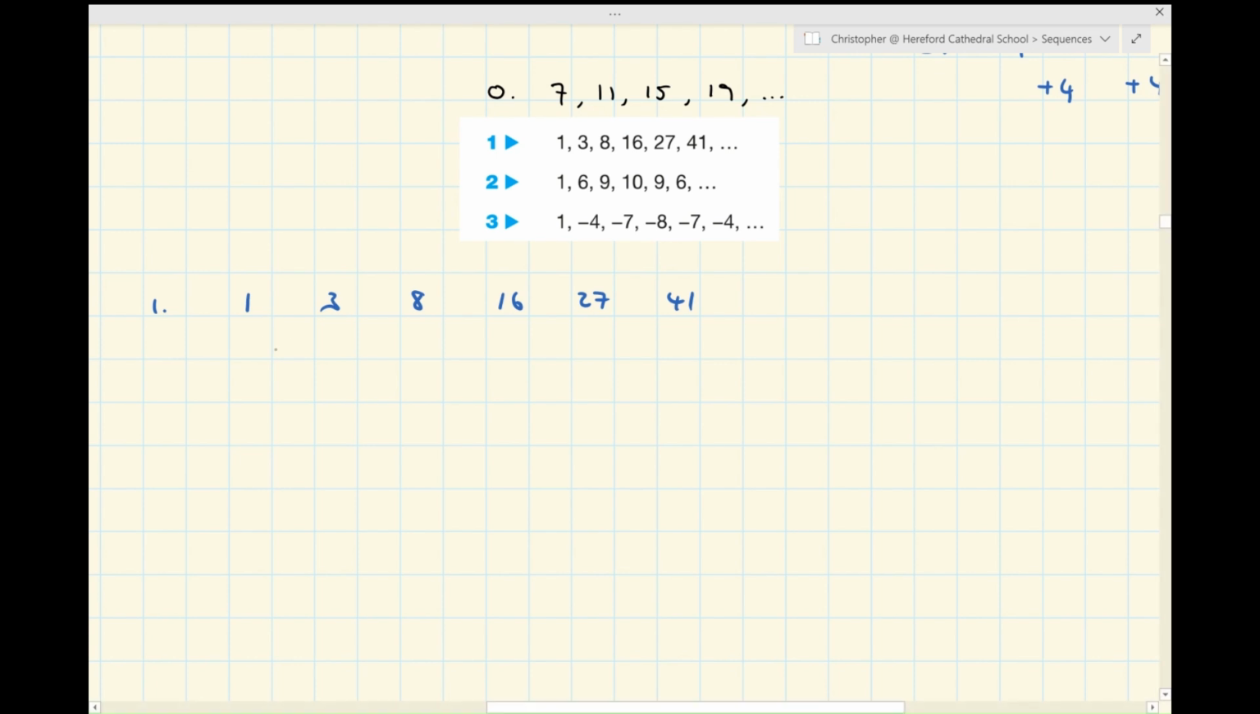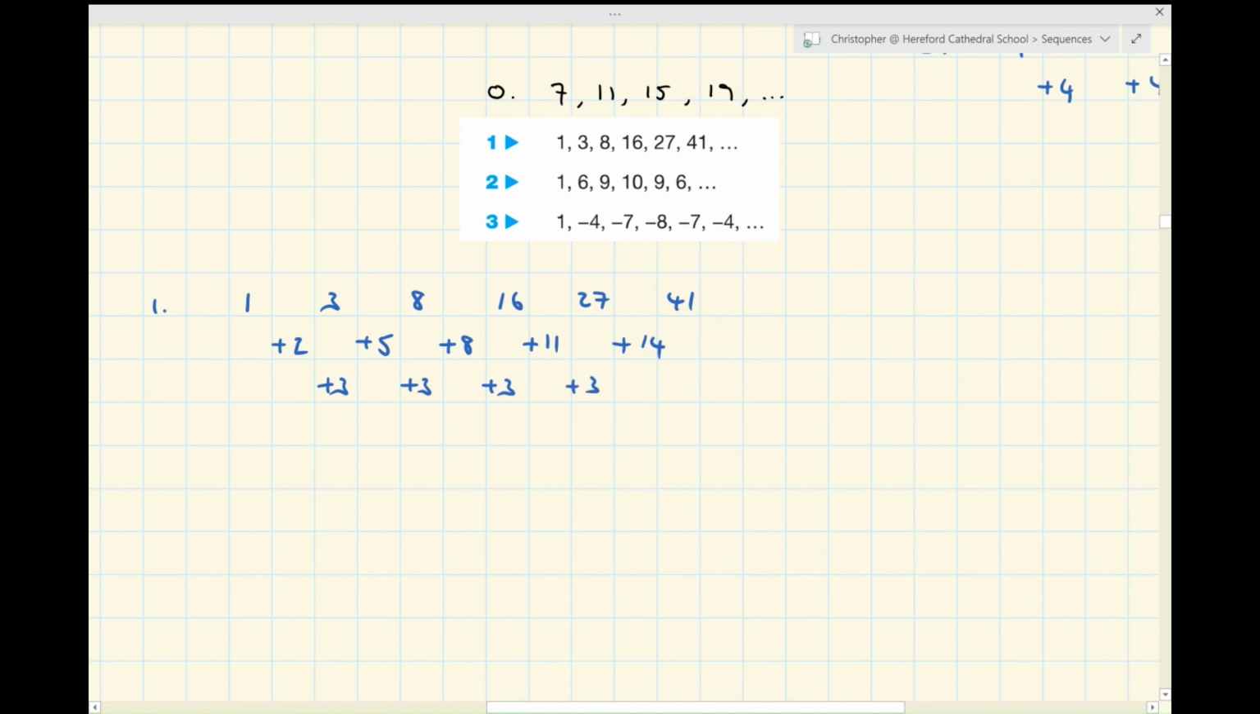Right, 1 to 3, that's plus 2. 3 to 8, it's plus 5. 8 to 16 is plus 8. 16 to 27, plus 11. And 27 to 41 is plus 14. Now, to help me see what's going on here, I'm going to find the difference of the differences. From plus 2 to plus 5, that's plus 3, plus another 3, plus another 3, plus another 3.